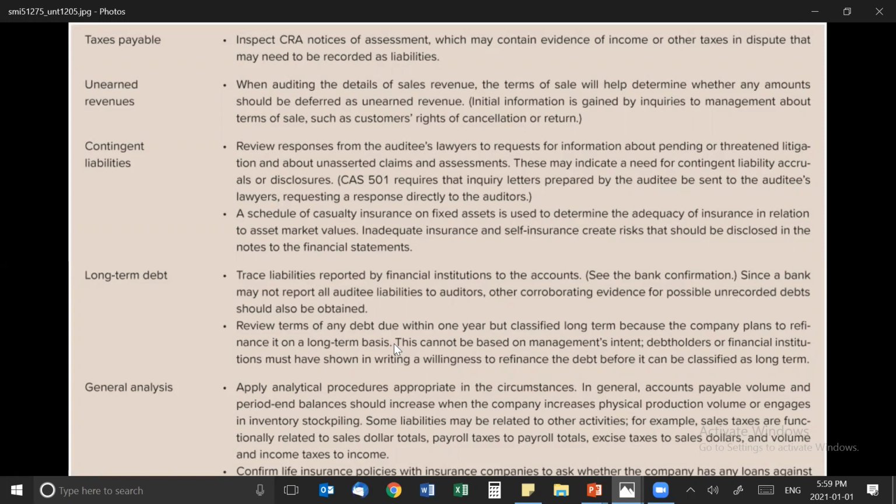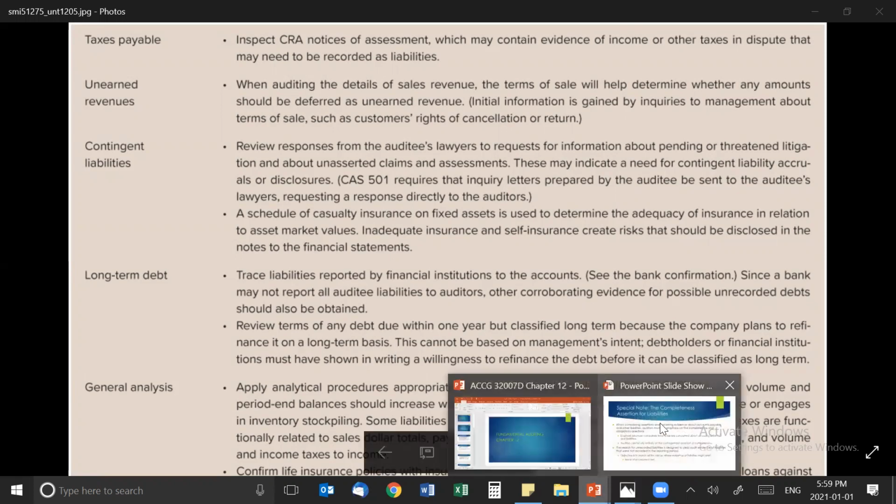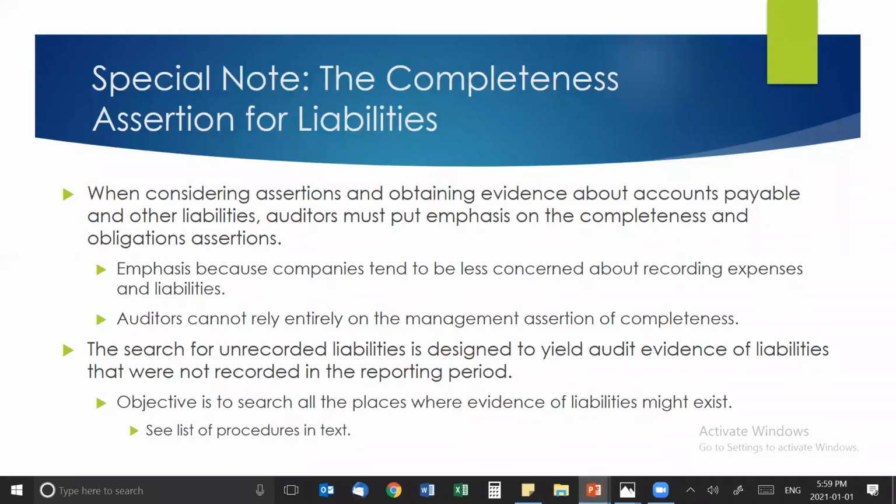For long-term debt, we would trace the liabilities to the bank confirmation, for example. We would look at any debt due within 1 year and whether it's classified as current or did they make it long-term. So you look at the debt agreements to see if those have been recorded properly on the statements. Okay, so you're going to look at any unrecorded liabilities that could be present. So you're testing for completeness more for your liabilities.